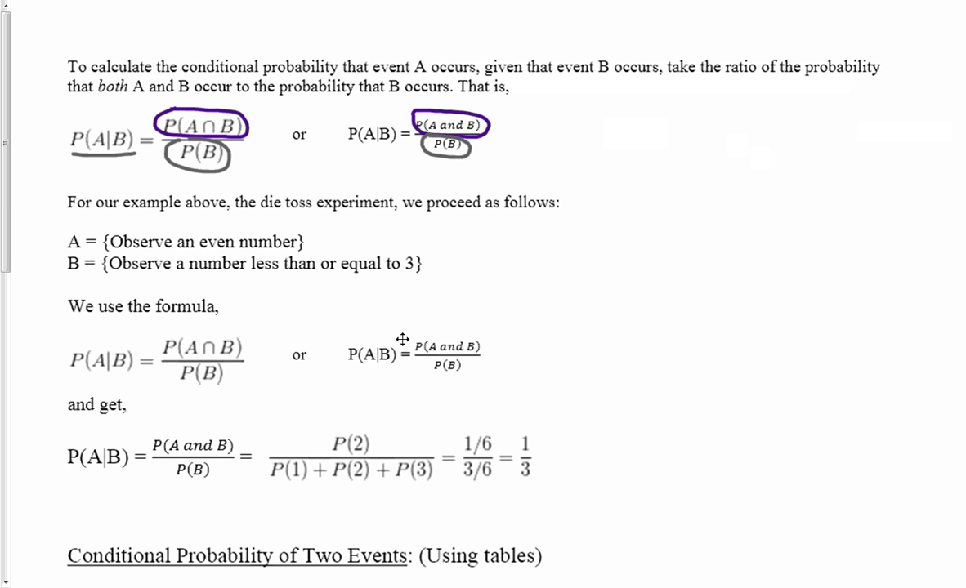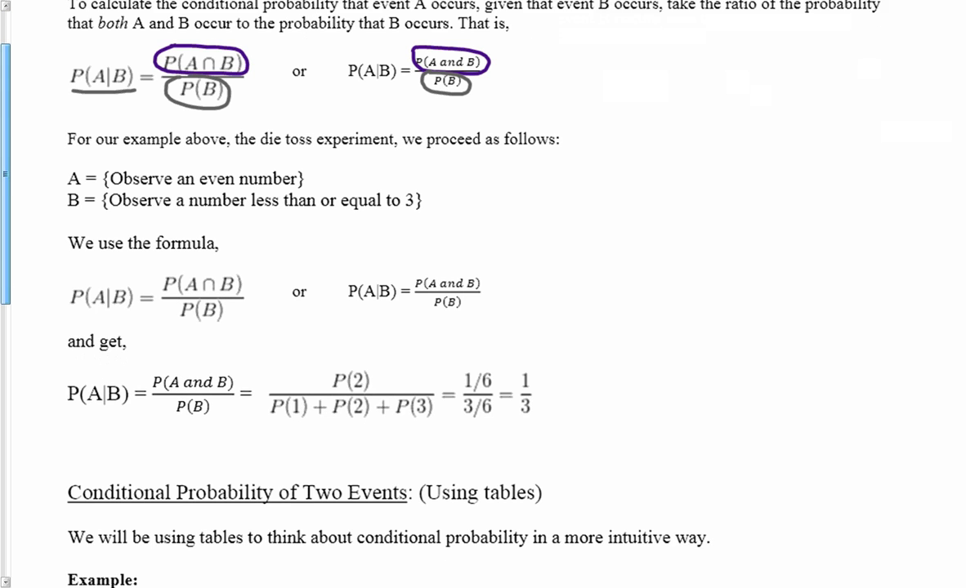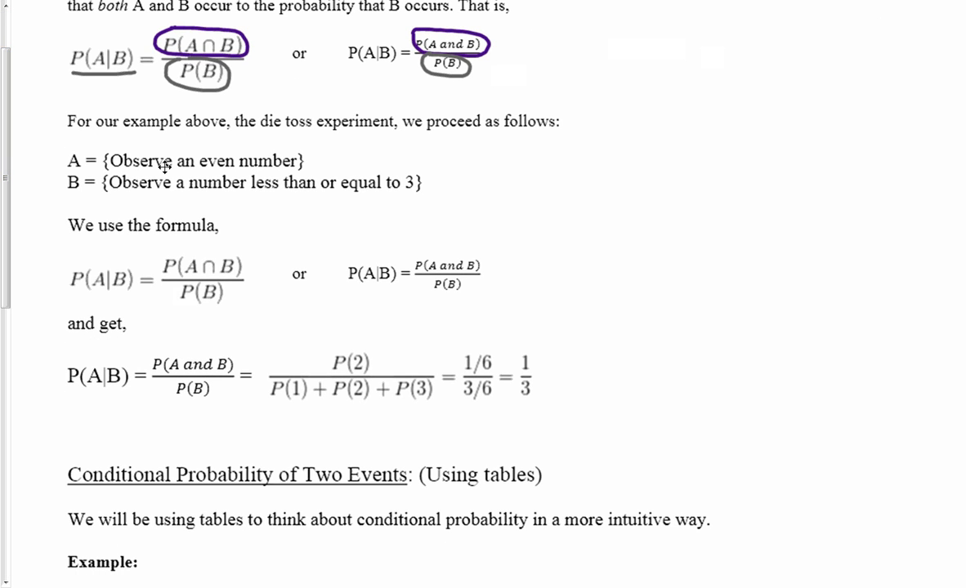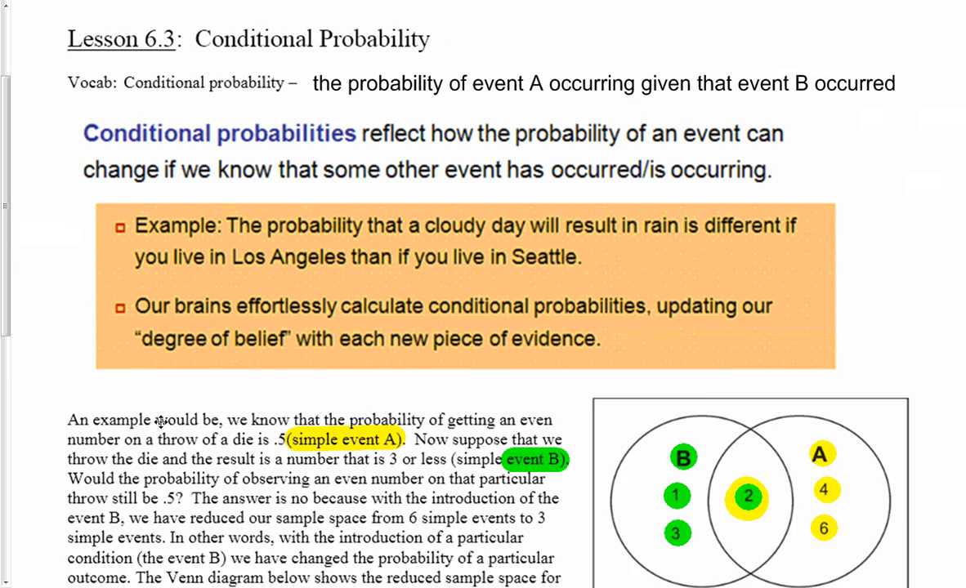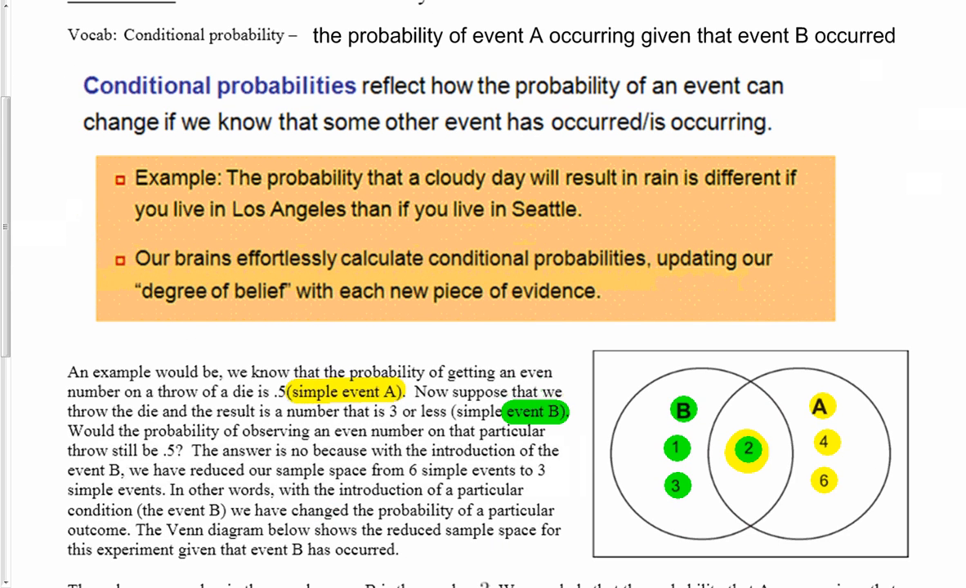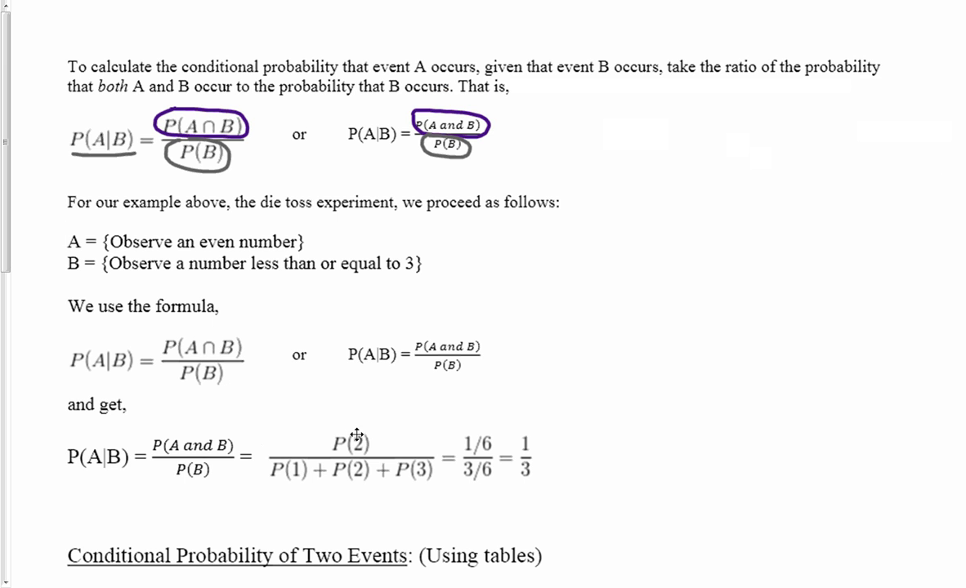So let's go ahead and use the example we used earlier. Say event A is observing an even number, event B is observing a number less than or equal to 3. So if we use our formula, what is the probability that we observe an even number and a number that is less than or equal to 3? Well, if you remember from our graphic, 2 is the only number that meets these criteria. So we would say P of 2 and put that in our numerator. That's the probability of A and B occurring. It's the only time that both of those events happen.